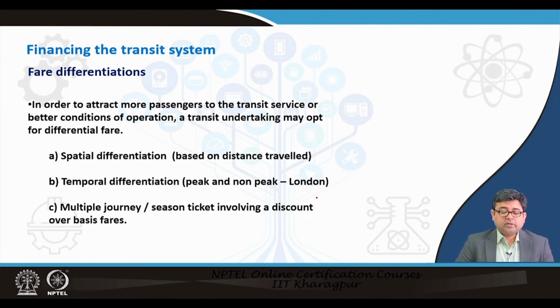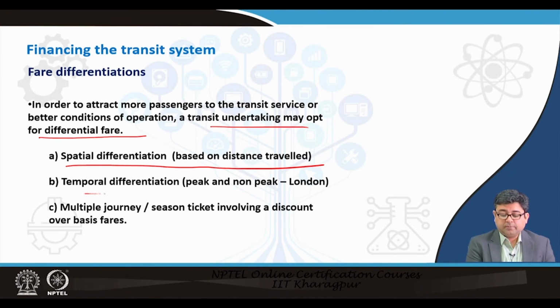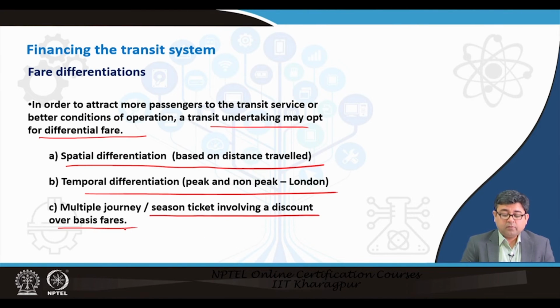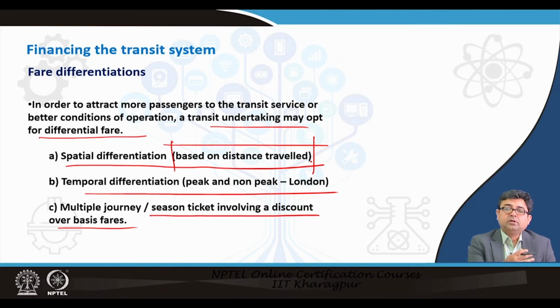Fare differentiations. In order to attract more passengers to the transit service, the transit undertaking may opt for a differential fare. Now, differential fare is either spatial differentiation or temporal differentiation or multiple journey season tickets involving discount of various fares, right. Spatial differentiation means when you are looking at distance travelled within maybe a central business district and so on. So, if you are travelling to the central business district in the morning peak period, you may be charged a different fare versus if you are travelling in the opposite direction from the central business district to the suburbs.